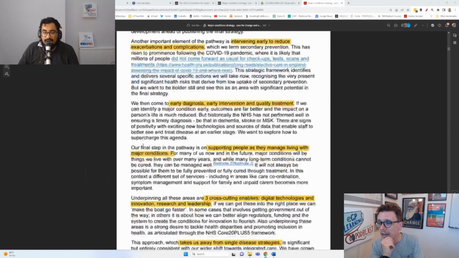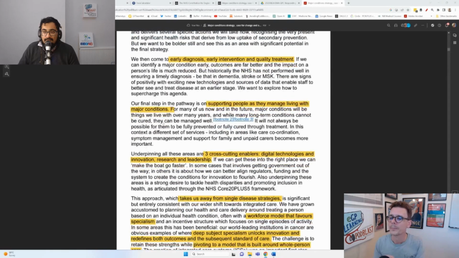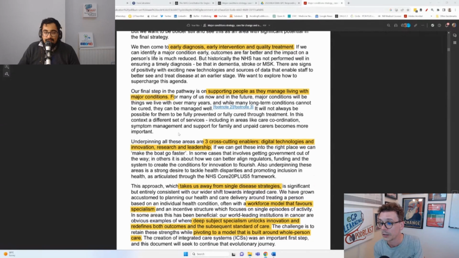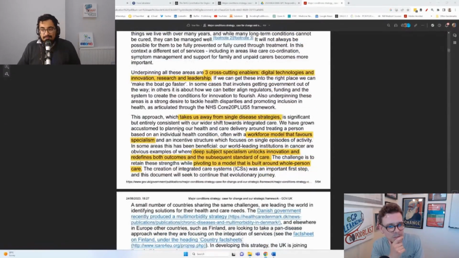And then, once we're treating people, it's about how we support people as they manage and live with conditions. So those are the main disease areas, and that is the framework with which they're working. And then they also talk about enablers. These are things which make it easier to meet those objectives, and they particularly talk about digital technologies and innovation, research, and leadership. So, so that's... Go on, Gandhi, were you coming in? No, I was just agreeing with you.